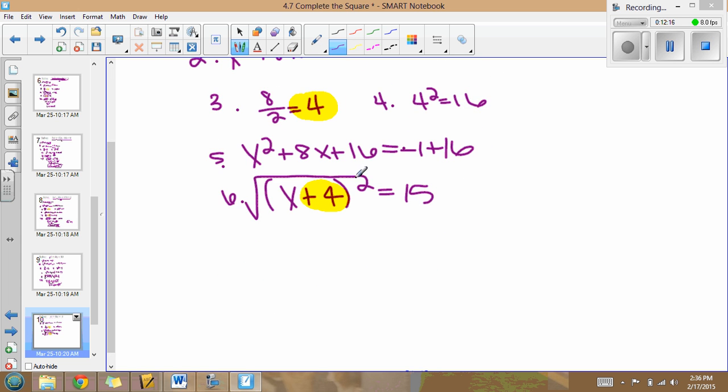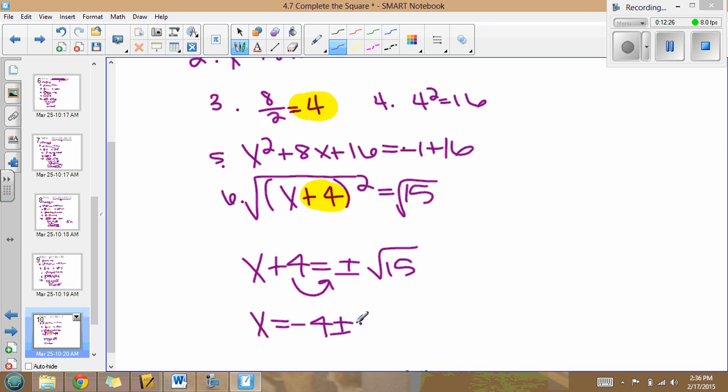So now we can take the square root of both sides. So x plus 4 equals plus or minus the square root of 15. Bring that to the other side, so we have negative 4 plus or minus square root of 15. So those are the rest of the notes.